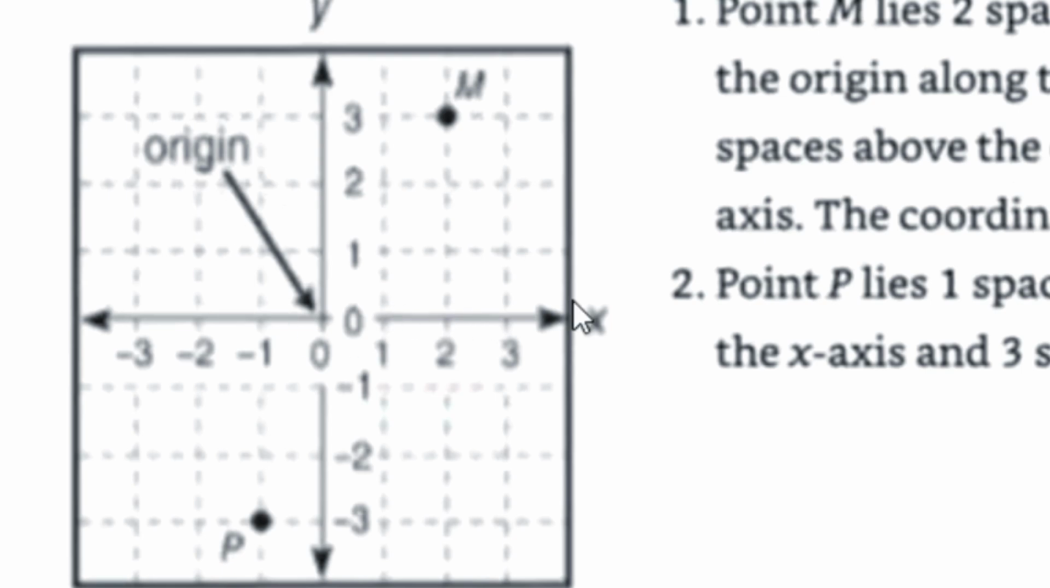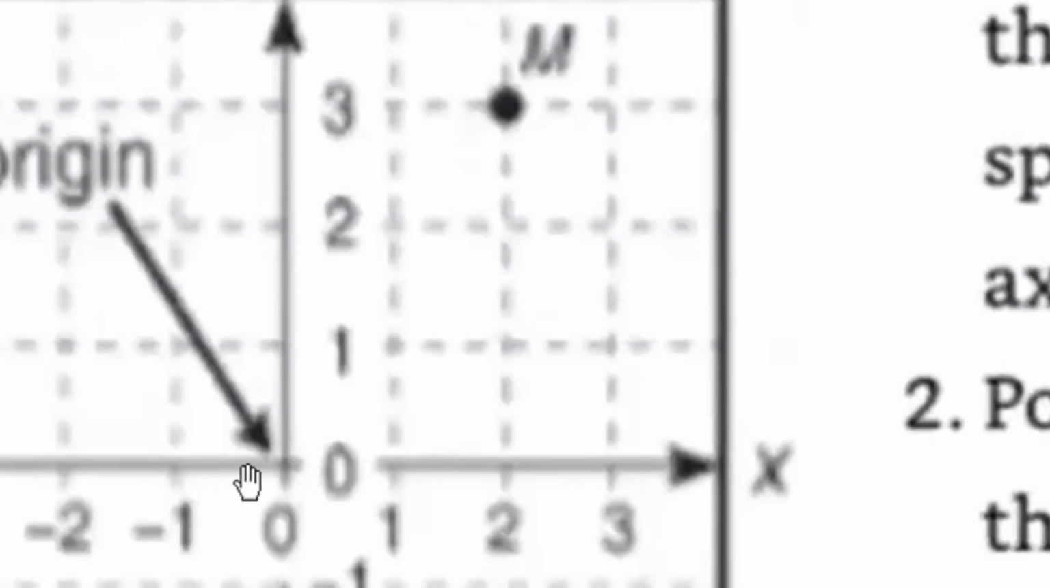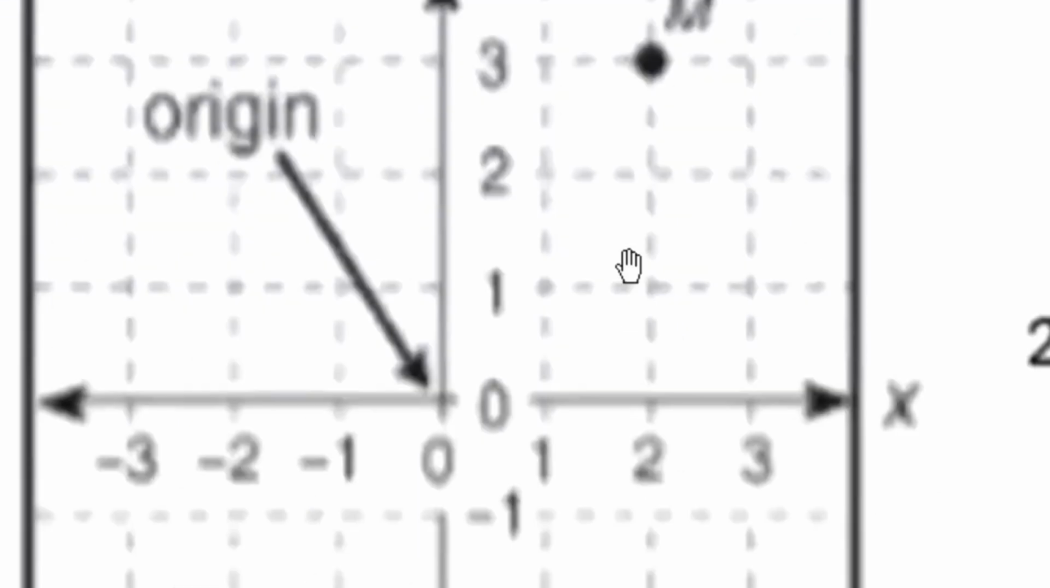You always want to start with the x value first and then the y value. And then anyone anywhere will always find the same location. We've already determined that point M lies 2 spaces to the right of the origin, 1, 2. So if we count 2 spaces to the right, 1, 2, and then count upwards from 2, 1, 2, 3, we found your friend. She's at point 2, comma 3. So that's the coordinate location for M.